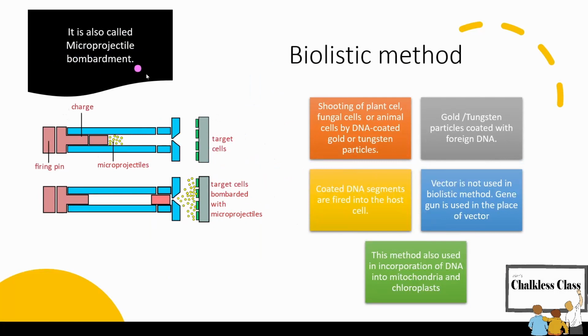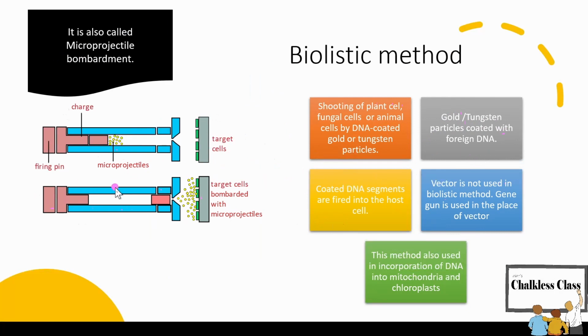What is that? It is the shooting of plant cells, fungal cells or animal cells with DNA coated gold or tungsten particles. This is called the biolistic method or gene gun method or microprojectile bombardment. In this one, microprojectiles are formed by gold and tungsten particles coated with the foreign DNA. Now, the coated DNA segments are fired into the host cells. In this case, vectors are not used and the gene gun itself acts like a vector.